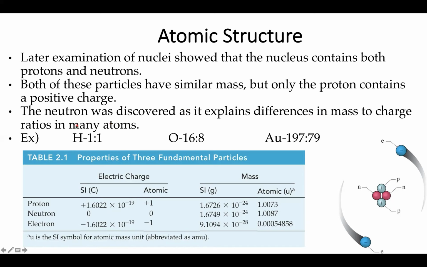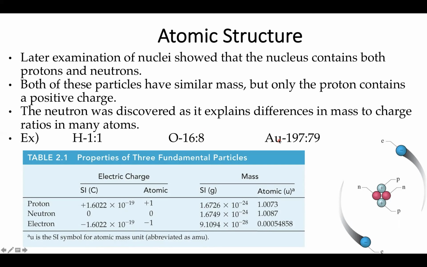And again, how the neutron was really discovered is because of these differences in mass to charge ratios in many atoms. So let's say I'm looking at a typical hydrogen atom. A hydrogen atom has an atomic mass of 1, which is going to be the same weight as a proton. So a hydrogen atom is essentially made of 1 proton and 1 electron. And that's kind of it. However, an oxygen atom has 8 protons. That's what defines an oxygen atom. However, it has an atomic mass of 16. So it has a weight that's twice as much as the number of protons, which means it should have about an even number of protons and neutrons.